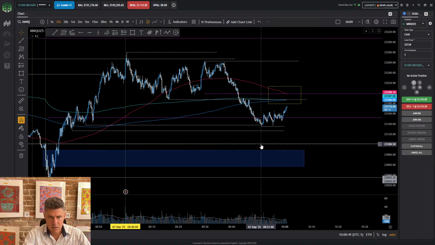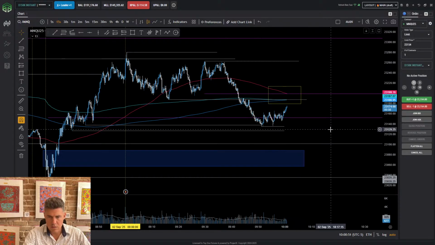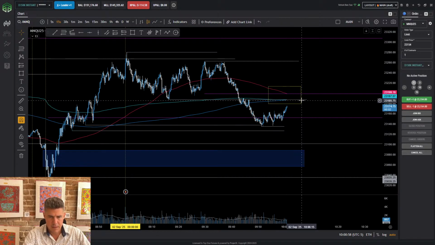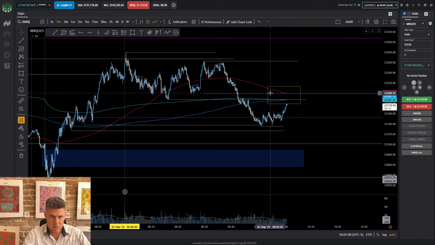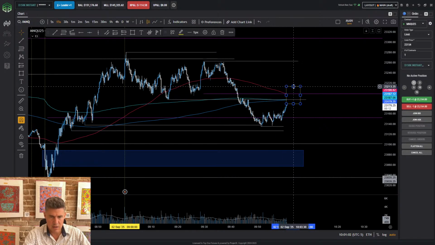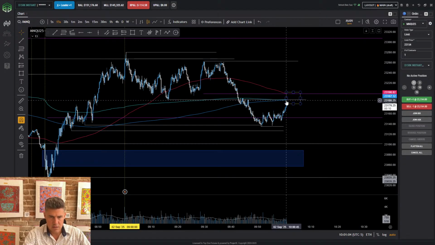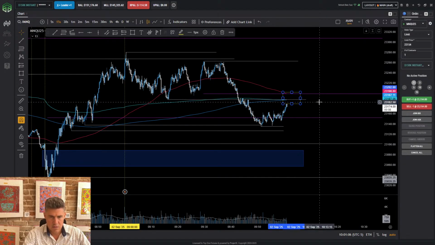129. So super close. Consequent encroachment of the 4 hour candle is right around here. So this makes sense. Let's see what price wants to do right in this area here. This is going to sort of tell the tale.